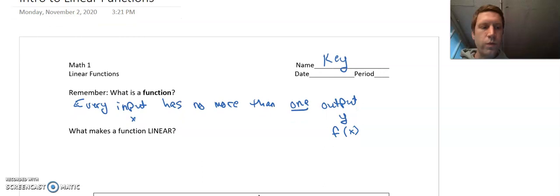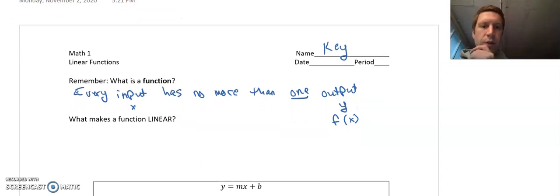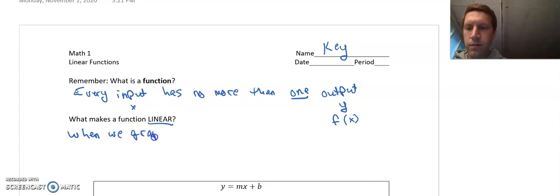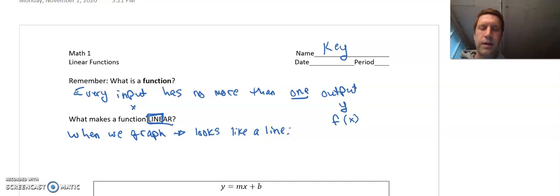So what makes a function linear? There's different types of functions, and what makes it linear, if you think about a graph, when we graph, the first four letters of linear is line, right? That's where that comes from. So when we graph a linear function, it looks like a line. Okay, so that's where that name linear comes from. So what causes our graph to look like that line? Well, we're going to talk today about rate of change.